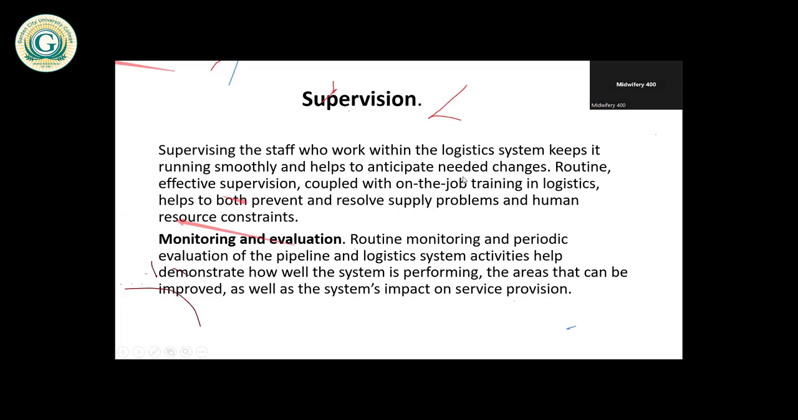The next one is supervision. Supervising the staff who work within the logistics system keeps it running smoothly and helps to anticipate needed changes. Routine effective supervision coupled with on-the-job training in logistics helps to both prevent and resolve supply problems and human resource constraints. So supervision is very, very important. As human beings, if we are not supervised, sometimes as adults as we are, we won't do the right thing. So we need to supervise to make sure that the logistics system is running smoothly.